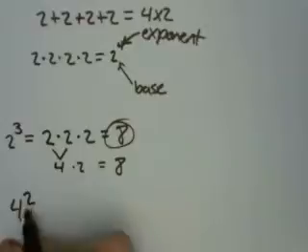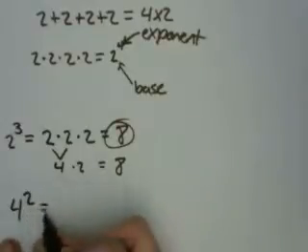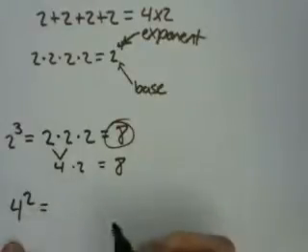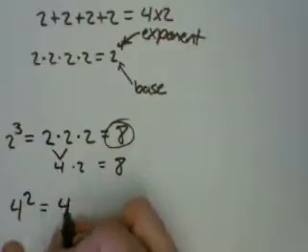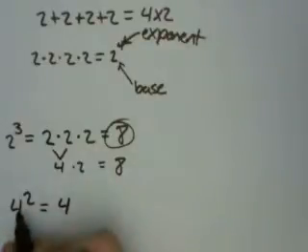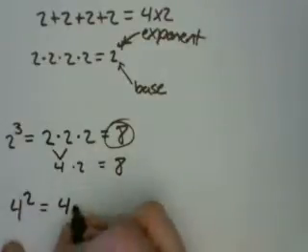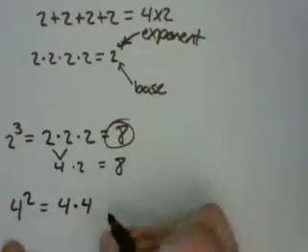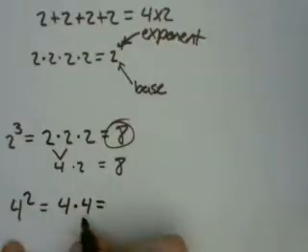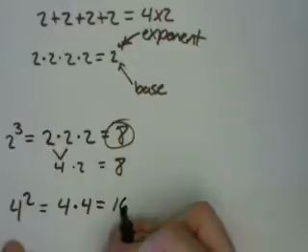Squared, these are 4 squared in this case, so I have 4 as my base. And how many times am I multiplying it to itself? Twice. So that's 4 times 4. And that is equal to 16.